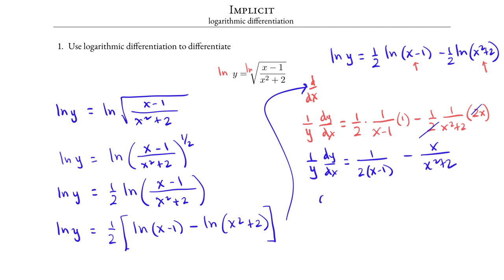Remember that we're looking for dy/dx, so we would isolate dy/dx by multiplying y to both sides of the equation. On the right hand side, we'll end up with y times the quantity 1 over 2 times [1 over (x minus 1) minus x over (x squared plus 2)]. There is no y in the original equation. We cannot leave the answer in the implicit form because the function is given to us in the explicit form.